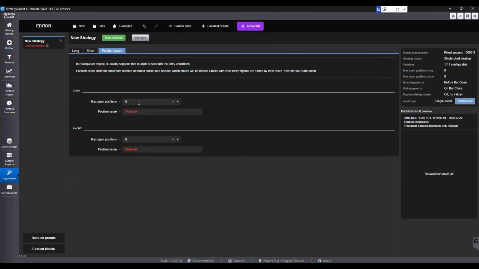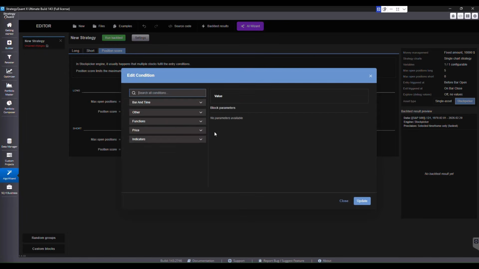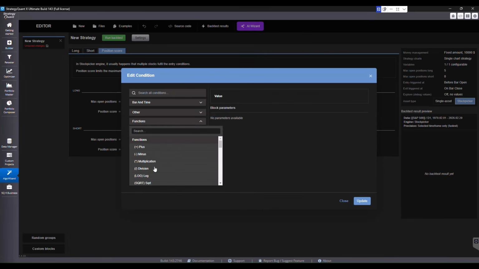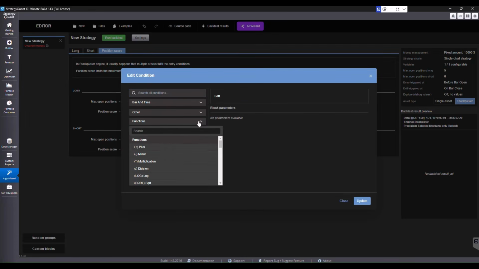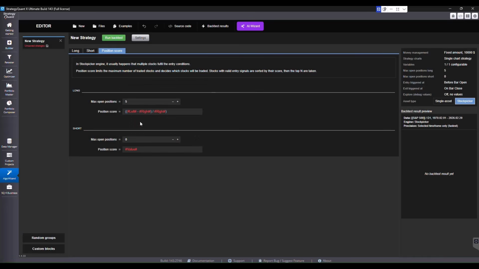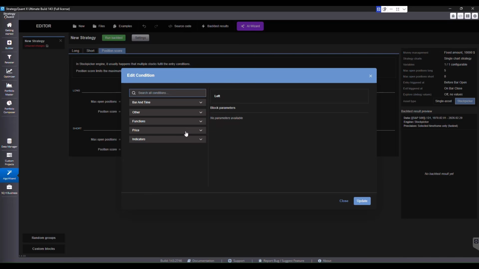Since we might have multiple stocks flashing an inside bar signal at once, we need a way to prioritize. We use a position score based on the relative compression of the spring. We calculate the range of the mother bar, high 1 minus low 1, and divide it by the range of the inside bar, high 0 minus low 0.